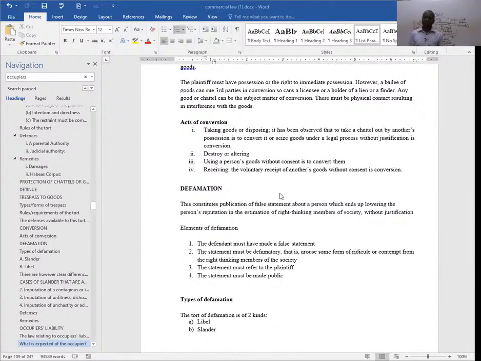But we've said it is in two forms. It can either be in a permanent form known as libel, or in a non-permanent form, just by word of mouth, known as slander. So those are the two forms or types of defamation.